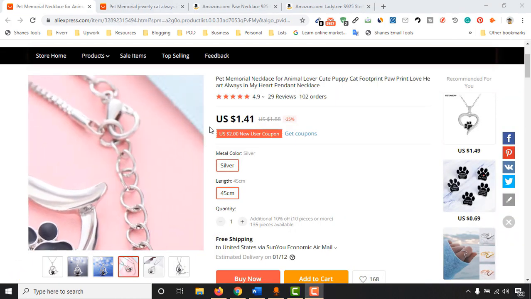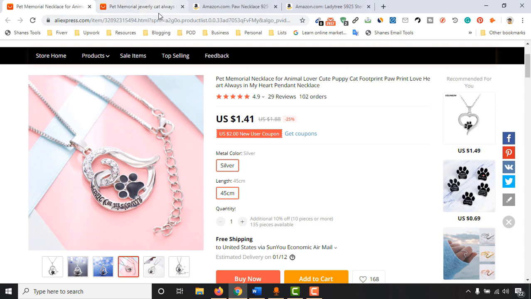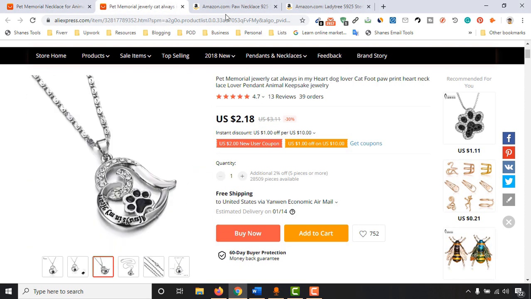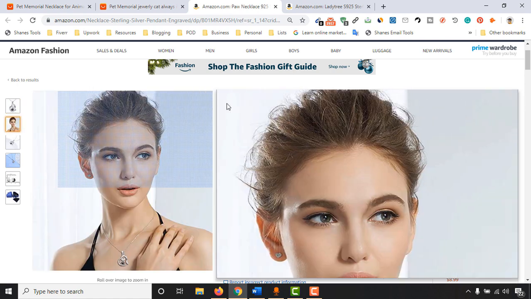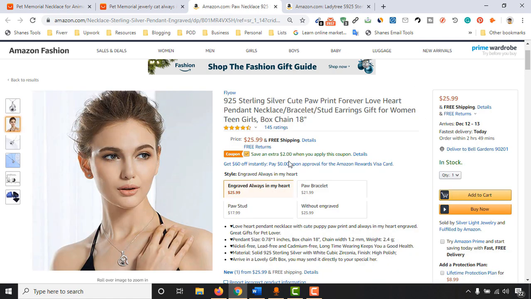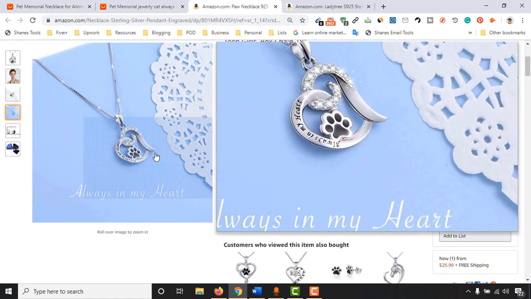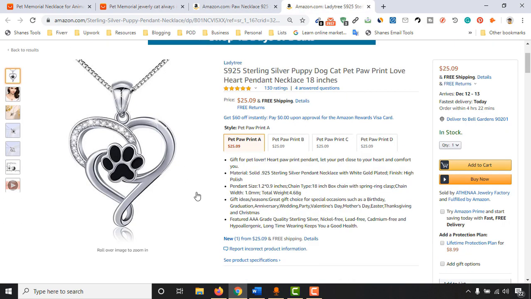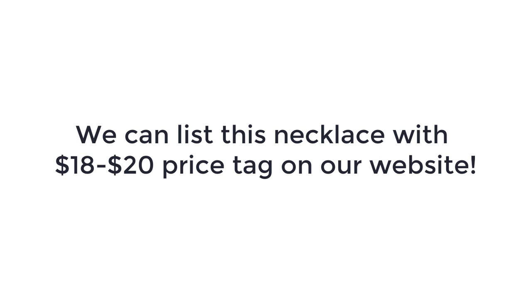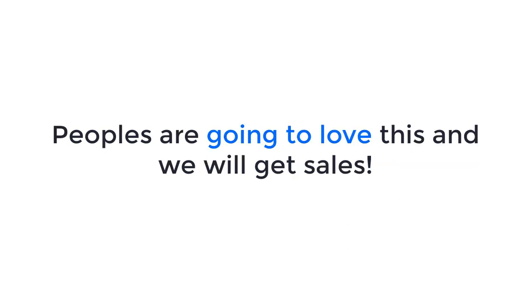We can see this exact-looking necklace on AliExpress with a price tag of less than $5, while the same necklace is priced by a seller at $25. So there is a $20 pricing gap for this exact necklace between AliExpress and Amazon. If we list this necklace with a price tag of $18 to $20 on our Shopify store, it will be much cheaper than Amazon. Customers will find our listing reasonable to purchase from and will generate orders on our website.